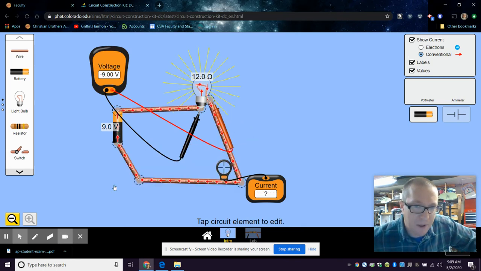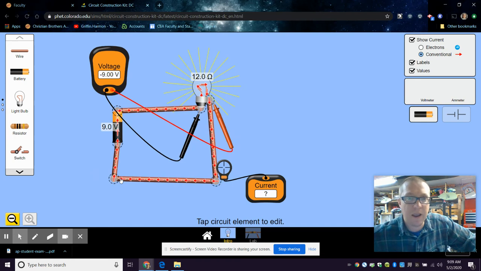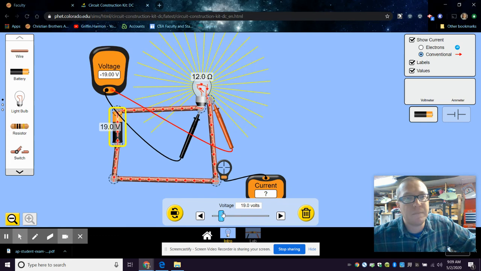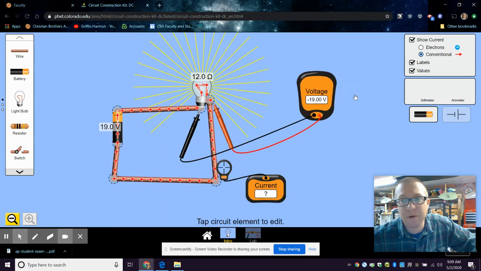Just don't take a screenshot of mine. Make sure the wires look a little different, and submit a screenshot. So that's what I'll have you do. And then to change the battery, I'm definitely going to have you do this with this circuit, this lab and not the Ohm's Law one.